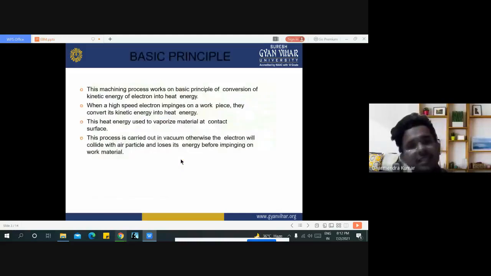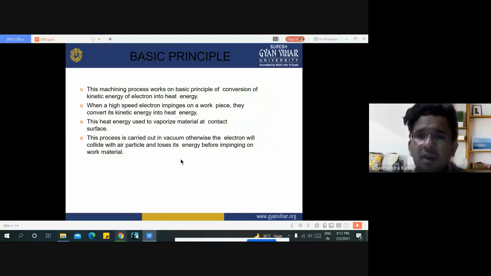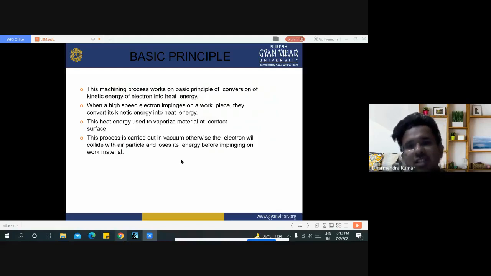Here is the basic principle of the electron beam machining process. This machining process works on the basic principle of conversion of kinetic energy of electrons into heat energy. When a high-speed electron impinges on a workpiece, it converts its kinetic energy into heat energy. This heat energy is used to vaporize material at the contact surfaces. This process is carried out in a vacuum. Otherwise, the electron beam would collide with air particles and lose its energy before impinging on the work material. This is the basic principle of electron beam machining.